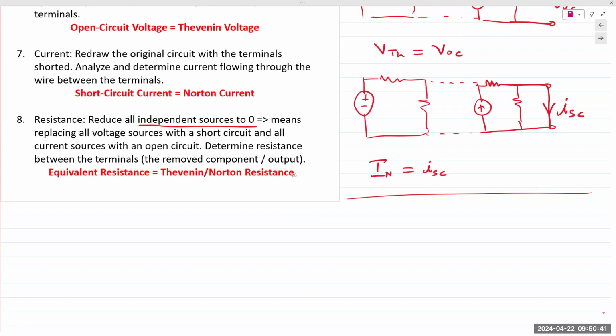And then you place a short, or a wire, where a voltage source was connected and an open circuit where a current source was connected. Again, these are the concepts you learned for superposition. You simply apply those concepts and modify the circuit. Now all you have left in the circuit are resistors. You find Req between your terminals of interest, and that is your Thevenin resistance, RTH.